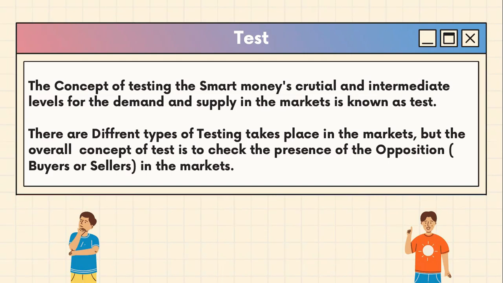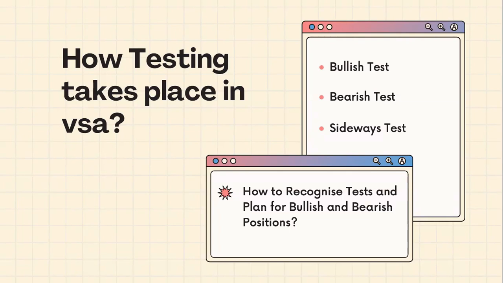The concept of testing the smart money's crucial and intermediate levels for the demand and supply in the markets is known as a test. There are different types of testing that take place in the markets, but the overall concept of a test is to check the presence of the opposition, that is, buyers or sellers in the markets. What do I mean by different types of testing? Such as bullish, bearish, sideways test.